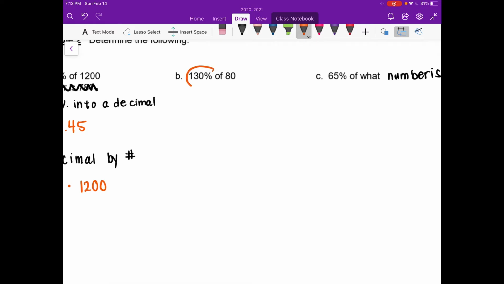This one's a little bit tricky because 130 is just going to be 130 divided by 100, so your decimal will be 1.3. So it's important for us to remember how to convert to a decimal. Okay?